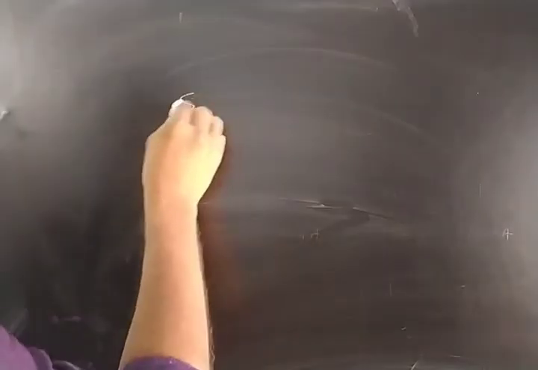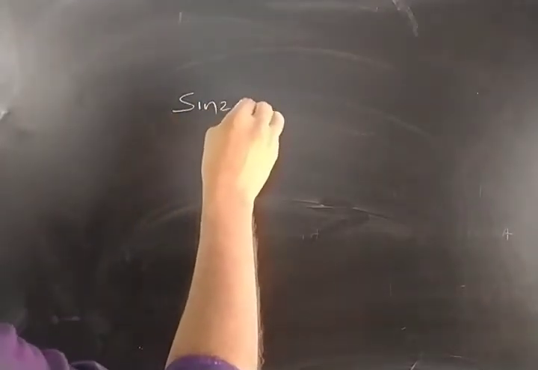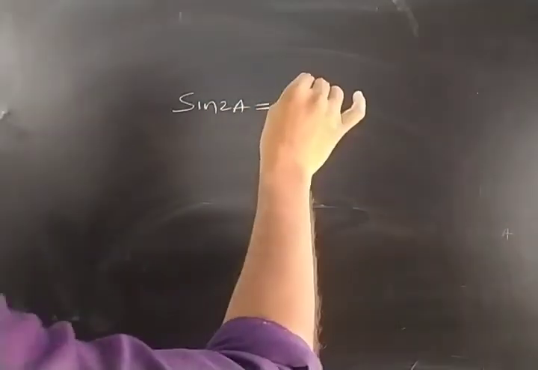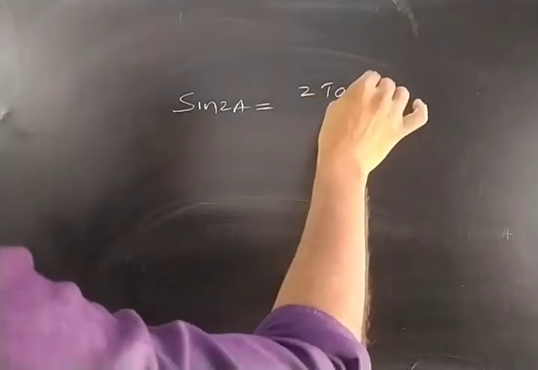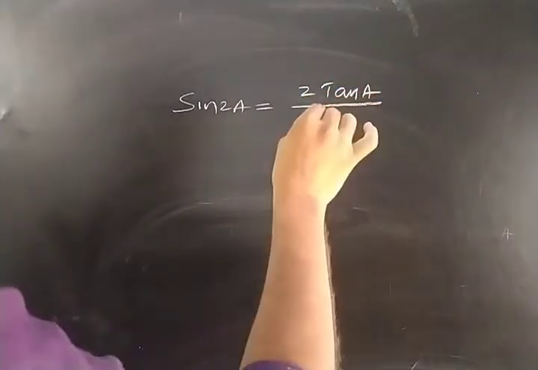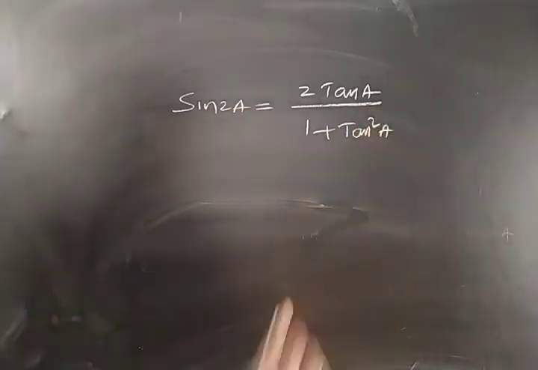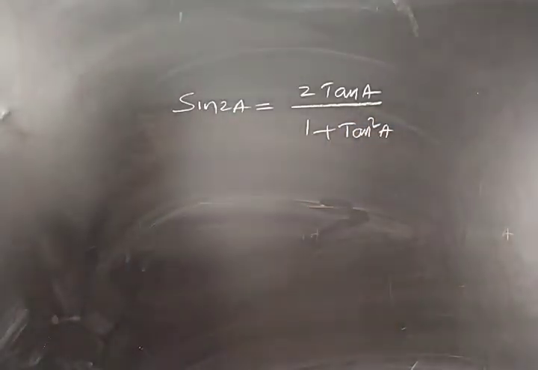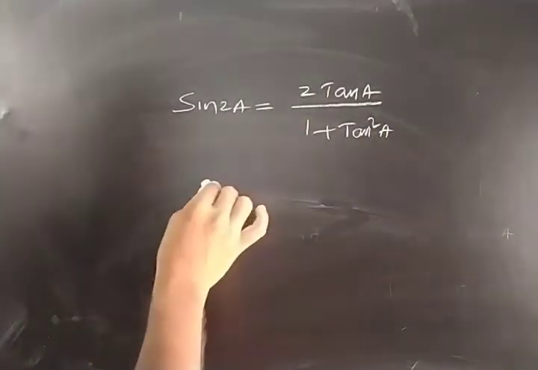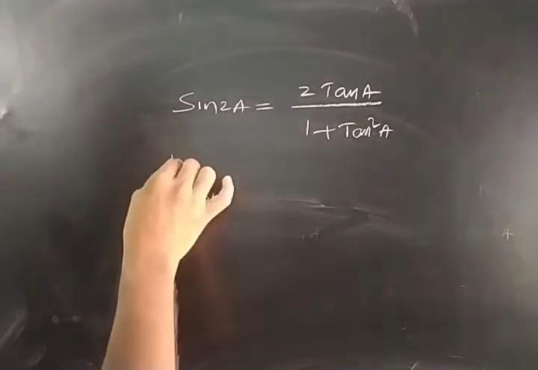In double angle identities we have two other identities. One is sin 2A equal to 2 tan A by 1 plus tan square A. Sometimes in place of sin 2A we need tan terms. You can use this identity. This is another special identity. So how to prove this? See, here I am proving this.